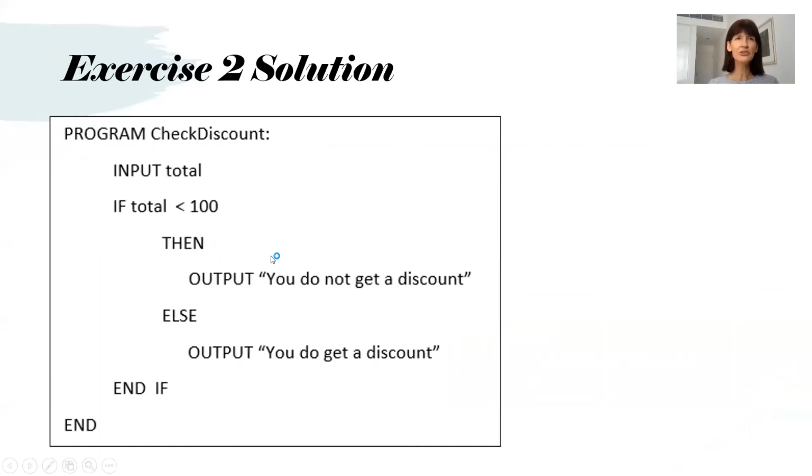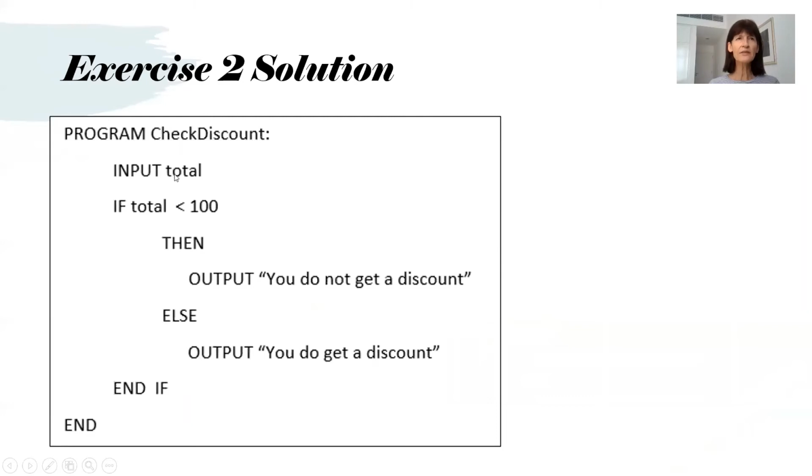So here's the solution. Program check discount, input total. If total is less than 100, then output you do not get a discount, else output you do get a discount, end if and end. Please note here that we are indenting the then and the else. The outputs get indented a little bit further.